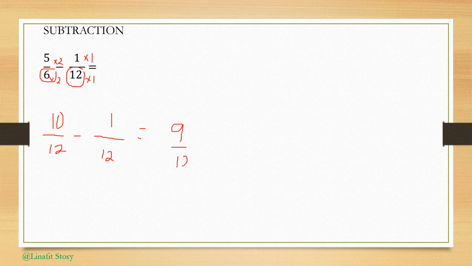Don't forget, you must give the answer in its simplest form. So you have to divide both the top and the bottom number by the same number. So you divide both by 3, so 9 divided by 3 equals 3 out of 4.